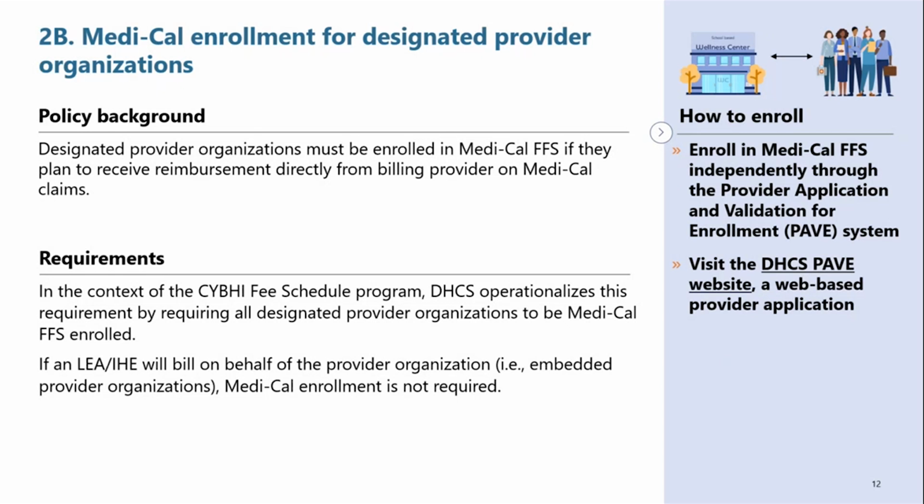Requirements. Under the CYBHI Fee Schedule program, DHCS operationalizes this requirement by requiring all designated provider organizations to be Medi-Cal fee-for-service enrolled if they intend to bill for services directly. However, there's an important exception. If an LEA or IHE will bill on behalf of the provider organization, meaning the provider is embedded or contracted with that LEA or IHE, then separate Medi-Cal enrollment for the provider organization is not required. How to enroll. Designated provider organizations that do need to enroll must do so through the Provider Application and Validation for Enrollment (PAVE) system. They can visit the DHCS PAVE website to start the process, which is entirely web-based.